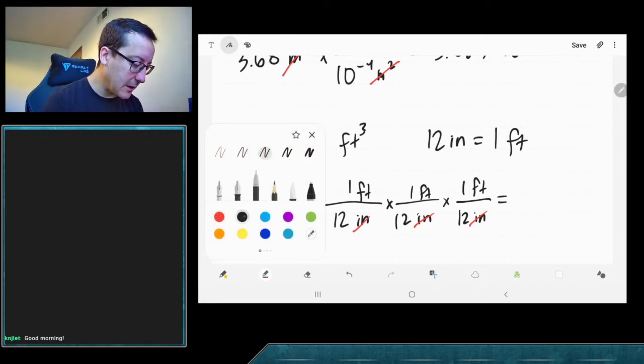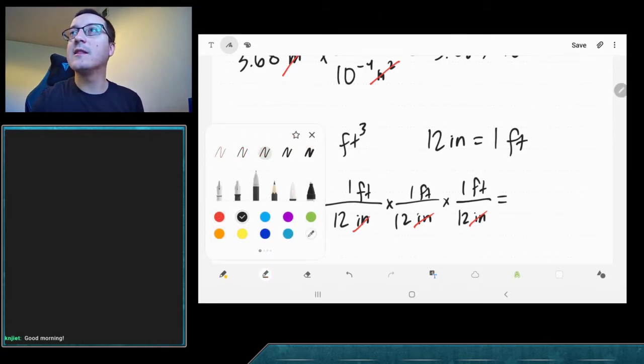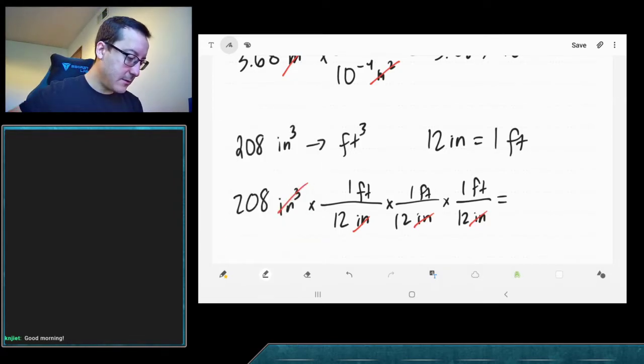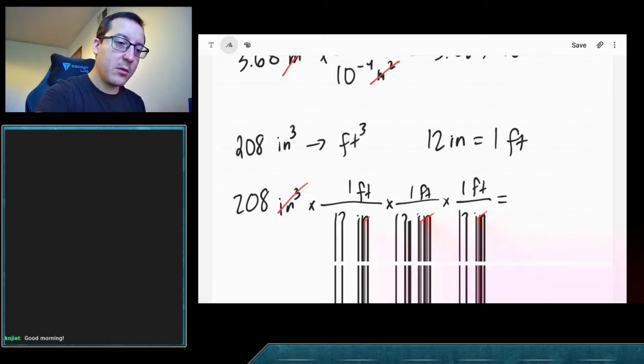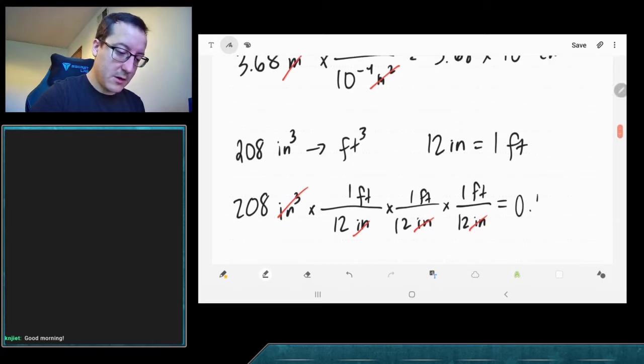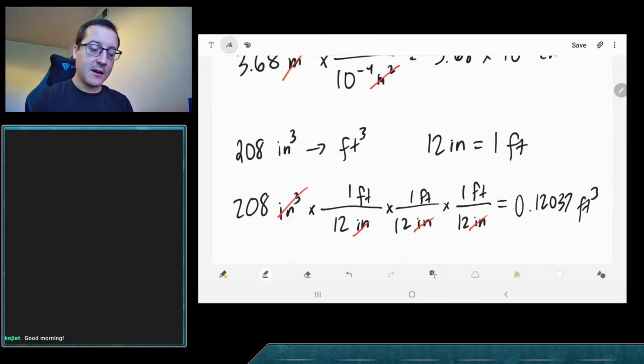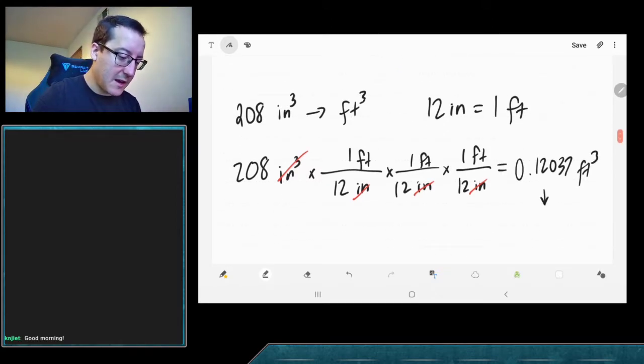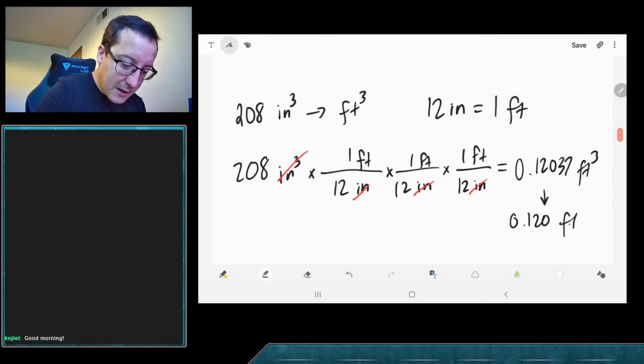That's good. Doing the math, 208 divided by 12 divided by 12 divided by 12 is going to be 0.12037, whatever, feet cubed. Apply our sig figs, and we're going to end up with 3 sig figs here, so 0.120 cubic feet.